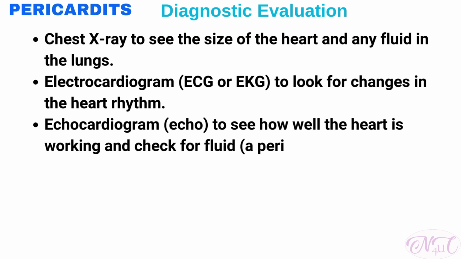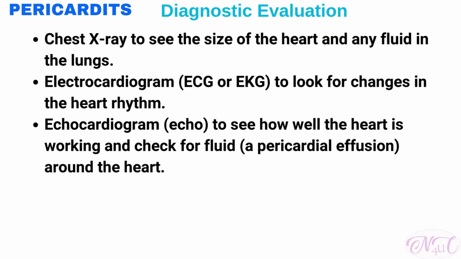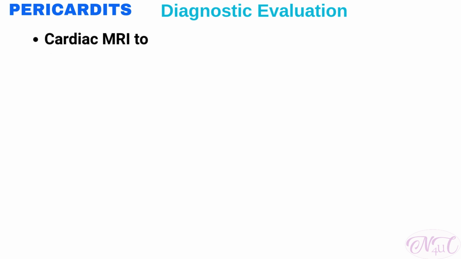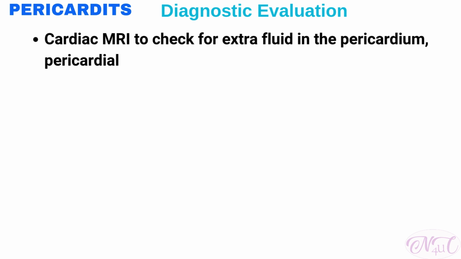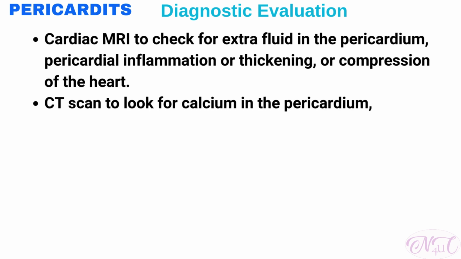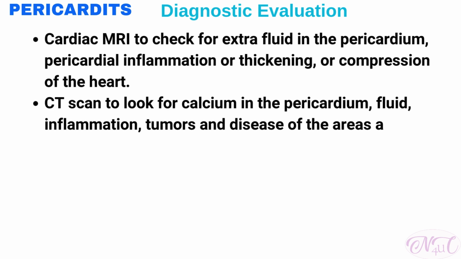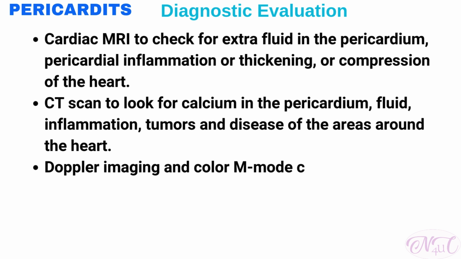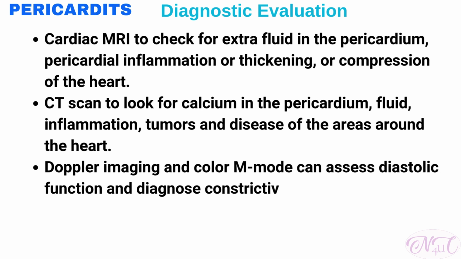Echocardiogram is to see how well the heart is working and check for fluid around the heart. Cardiac MRI is to check for extra fluid in the pericardium, pericardial inflammation or thickening, or compression of the heart. Sometimes a contrast is used during this highly specialized test. CT scan is to check for calcium in the pericardium, fluid, inflammation, tumors, and disease of the areas around the heart. Doppler imaging and color M mode can assess diastolic function and diagnose constrictive pericarditis.